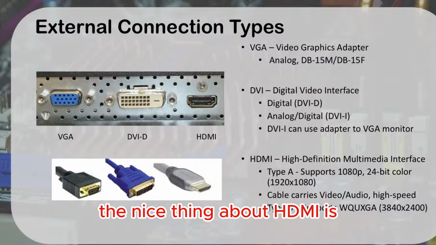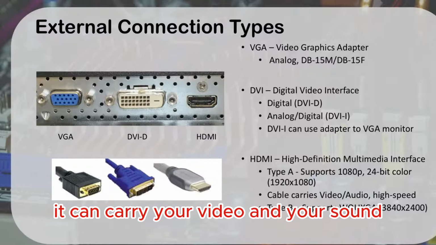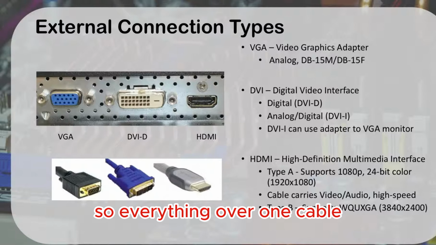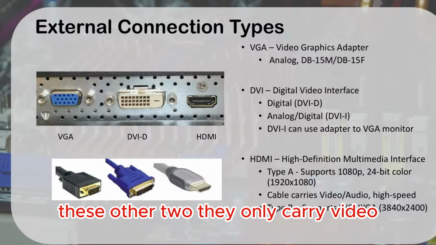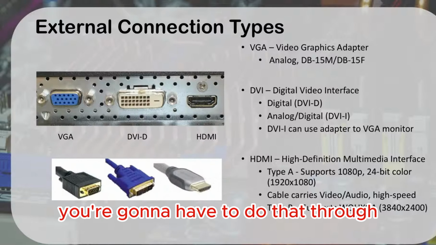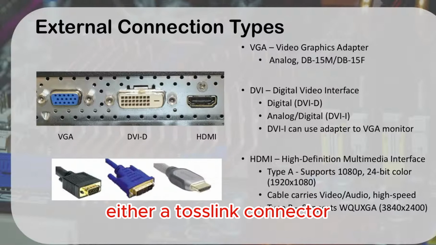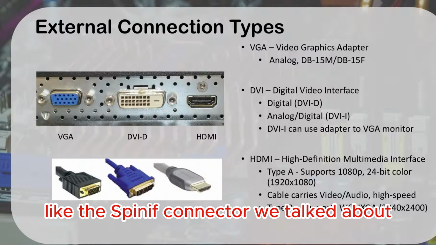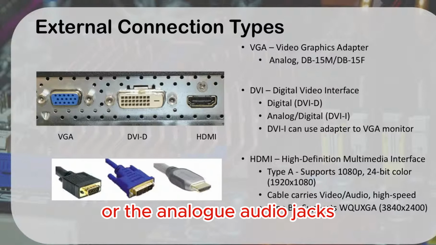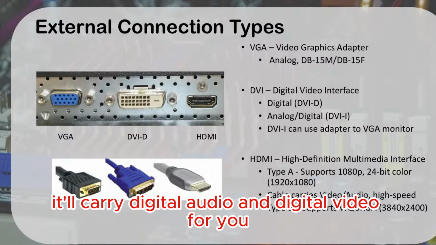The nice thing about HDMI is it can carry your video and your sound. So everything over one cable. These other two only carry video. So if you want sound, you're going to have to do that through either a Toslink connector like the S/PDIF connector we talked about, or the analog audio jacks. With HDMI, it'll carry digital audio and digital video for you.